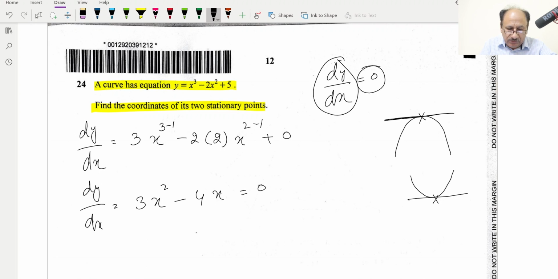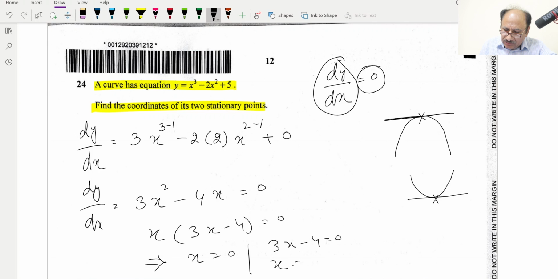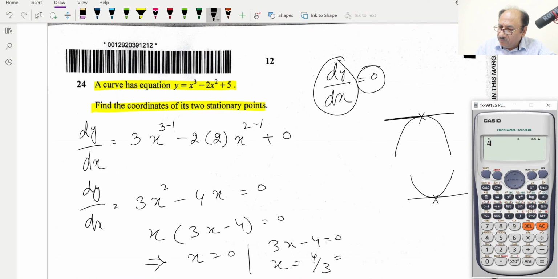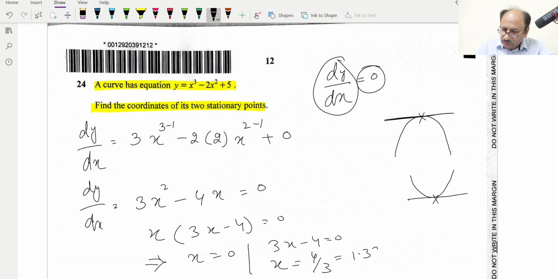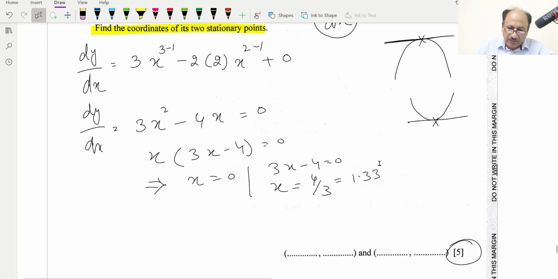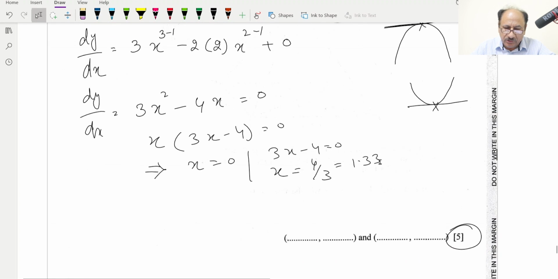So this implies, we can take x common, so inside will be 3x minus 4 is equal to 0. This implies x is equal to 0 or 3x minus 4 is equal to 0. So this implies x is equal to 4 over 3, which is 4 divided by 3 is equal to 1.33 recurring. Now these are the two stationary points, so x is equal to 0 and 1.33, these are the values.